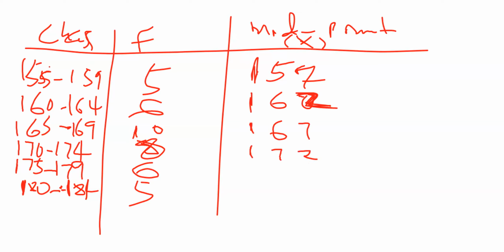165 plus 169 divided by 2. What do you have? 167. So that means I don't need to stress. This one will be 177. This one will be 182. Is it clear? Yes.